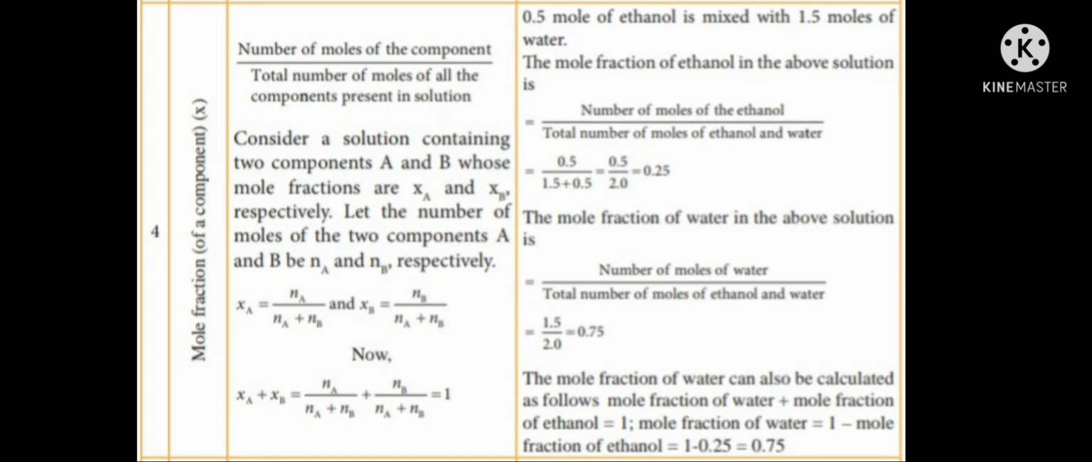From the above formula, mole fraction of ethanol is equal to number of moles of the ethanol divided by total number of moles of ethanol and water. Substitute the values in the above expression. We will get 0.5 divided by 1.5 plus 0.5, which is equal to 0.5 divided by 2, which is equal to 0.25. Hence, the mole fraction of ethanol is equal to 0.25.